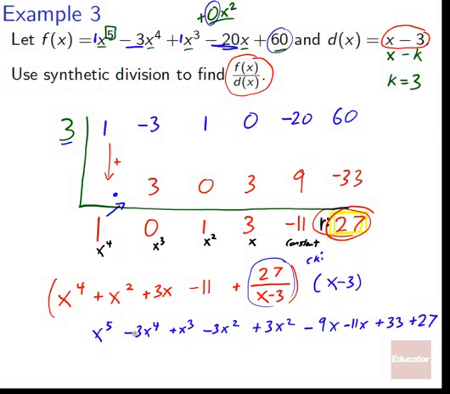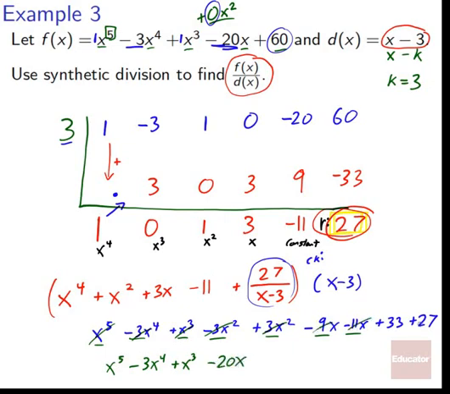So we've got x to the 5th. There's no other x to the 5th, so x to the 5th comes down. 3x to the 4th. Do we have any other x to the 4ths? Nope, so minus 3x to the 4th. X cubed, do we have any other x cubes? Nope, so plus x cubed. Minus 3x squared, any other? Yep, they cancel each other out, so 0x squared. Minus 9x minus 11x becomes minus 20x.